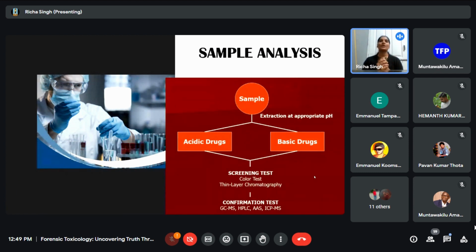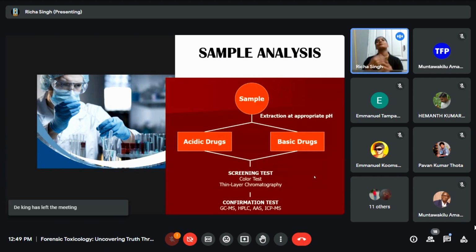So once you receive the sample, you check the case history of it to get a better understanding of what exactly the case is all about, what sort of poisoning it can be, because based on the different signs and symptoms mentioned in the autopsy report, you can identify that so and so can be the poison present there. So first you receive the sample.